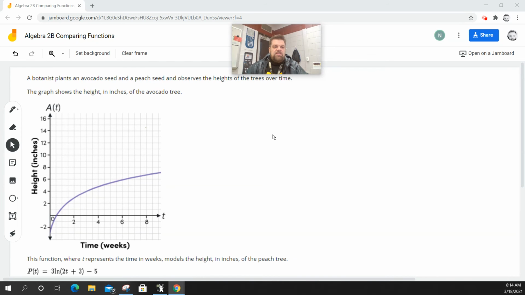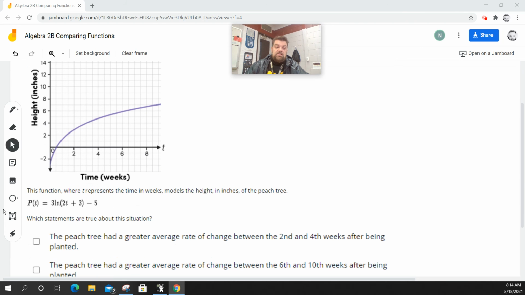So this one says a botanist plants an avocado seed and a peach seed and observes the heights of the trees over time. The graph shows the heights in inches of the avocado tree. Okay. Then it says this function, where t represents time, models the height in inches of the peach tree. And so then we get this graph here, or this function.